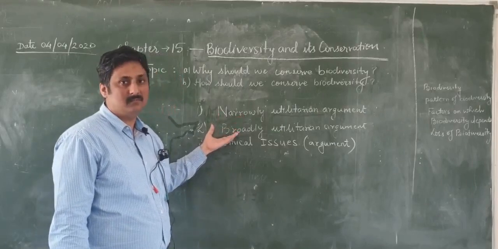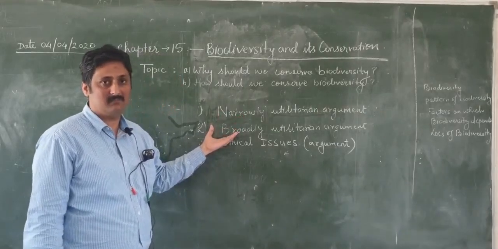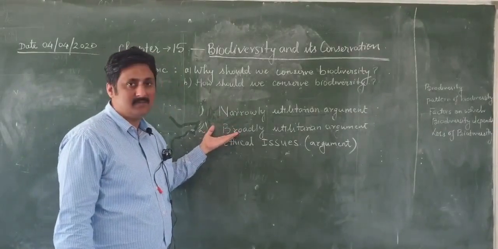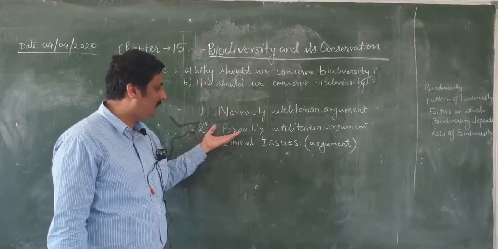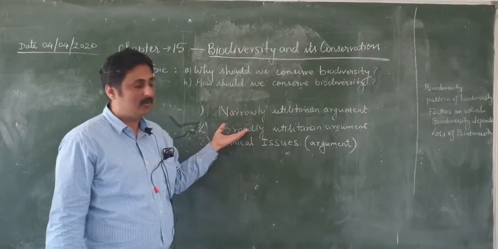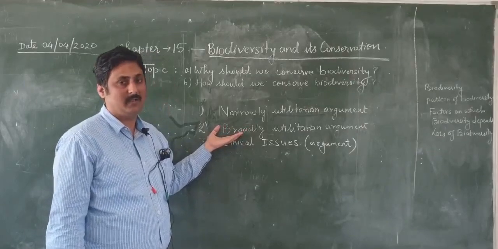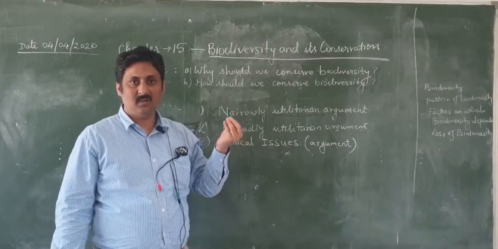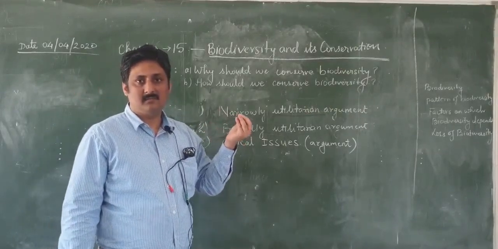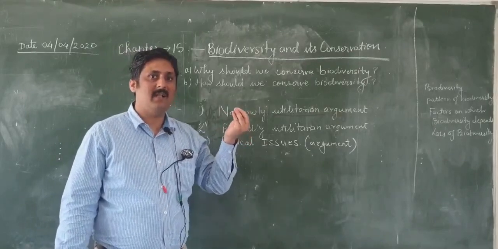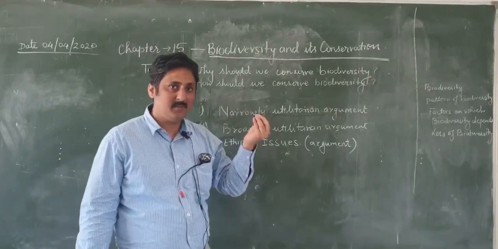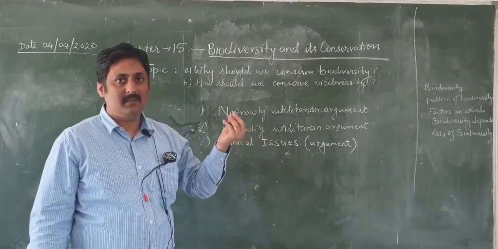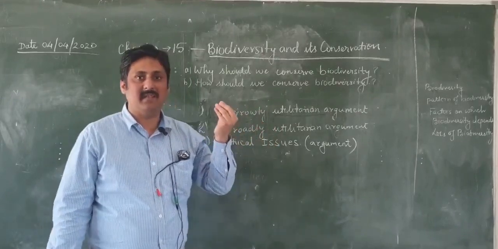Now there are certain groups of people who think very differently. The arguments of those people have been put in the broadly utilitarian argument. Now let us talk about the broadly utilitarian argument. You know that pollination of plants is performed by the ecosystem, plants are responsible for the purity of air, and plants are responsible for the oxygen that we get.